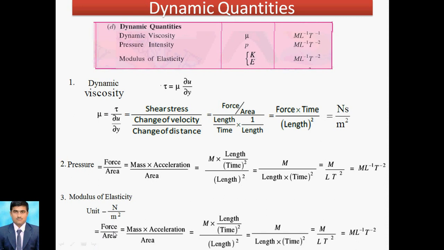We consider here area. Force means mass into acceleration. Area we can say length square. Mass we can take m as it is. Acceleration means length upon time square. So this length square becomes L, length will cancel out, so only length one is there: m divided by L t square. So that equation becomes M L^-1 T^-2. This is about bulk modulus, or you can say modulus of elasticity. So this is the dimension format.